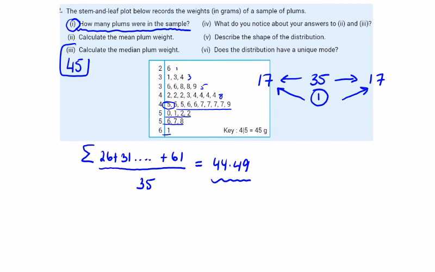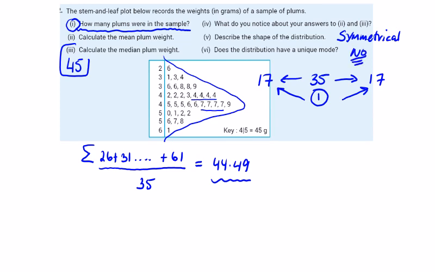And the shape of the distribution here. Well, if I get rid of the numbers again and draw a curve around it, you can see here that it's not far off being symmetrical. So we would definitely call this a symmetrical, normal distribution. Does it have a unique mode? Let's have a look for the one that occurs most often. That looks like one possibility, the 47, but there are also four 4s here, 44, so it does not have a unique mode. So really a basic, straightforward question.